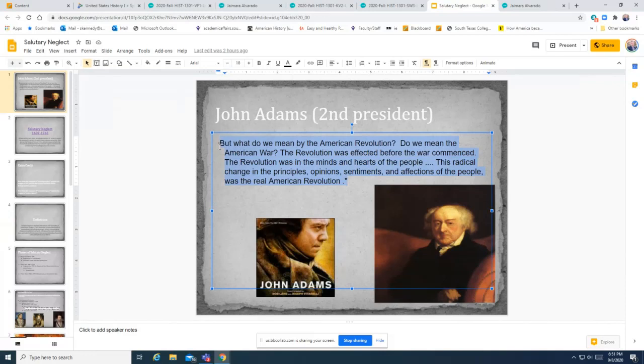So what he's talking about here is the effects of salutary neglect, going back to the early 1600s, before the war.